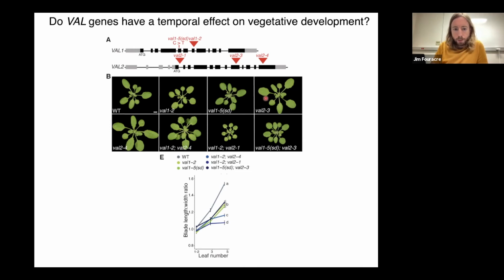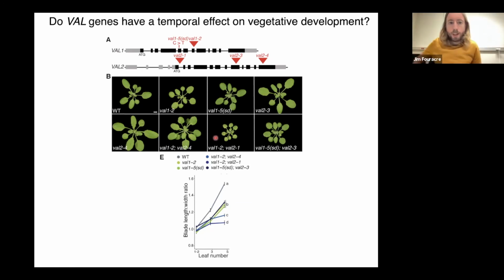Val2 single mutants, take my word for it, have no effect on phase change. When you combine Val1 and Val2 to make doubles, in all three cases, you see some really nice delayed phase change phenotypes. These are really juvenilized plants, particularly in the case of this Val1-2, Val2-1. All the leaves this guy is producing are small and round, very similar to the first two leaves of wild-type plants. So it's suggesting that Val genes really are critical regulators of vegetative phase change.